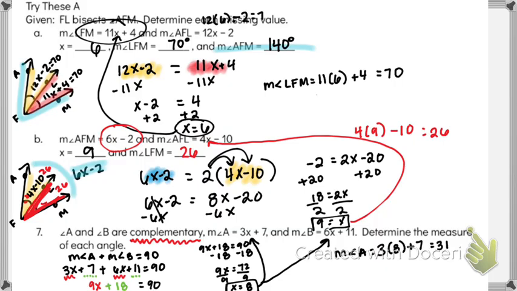Now, you can do the other one if you want, but remember what your rule was at the very beginning. These are complementary, so they have to add up to 90. So I can also do 90 minus 31, and you're going to get 59. Angle B should be 59, but we can always go ahead and do it. Angle B is 6 times 8 plus 11.